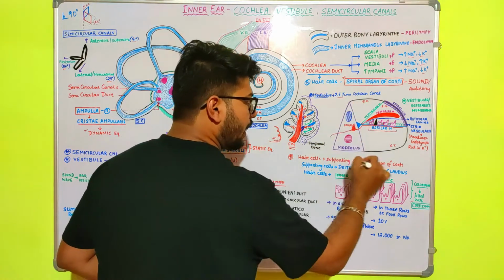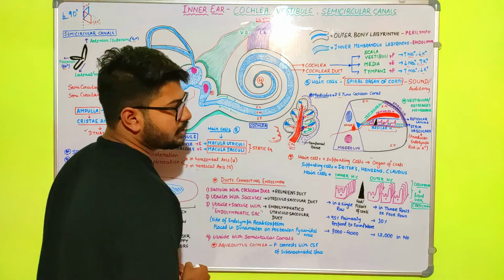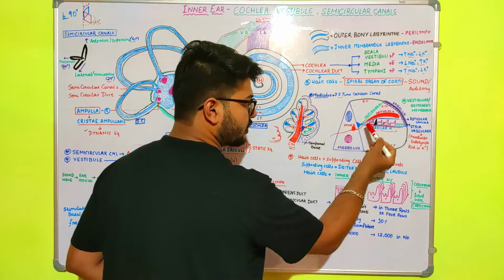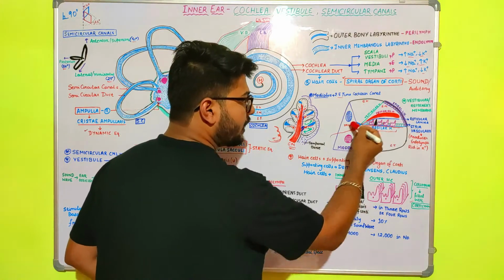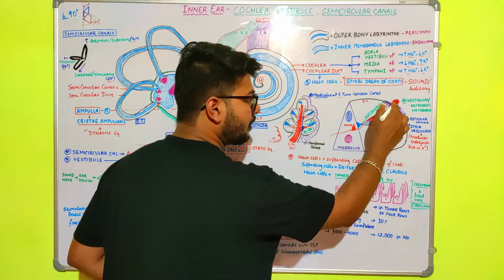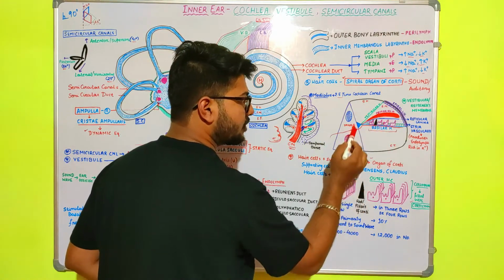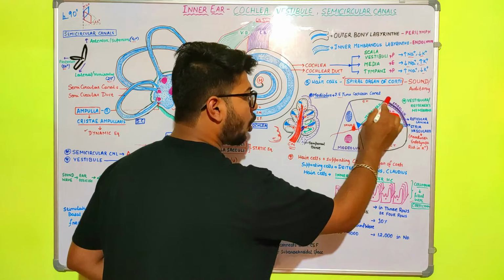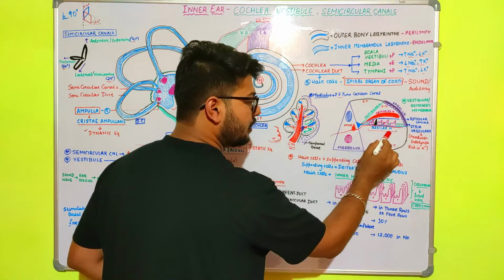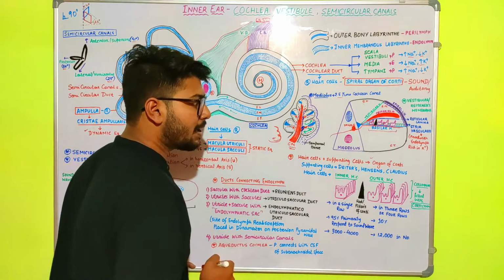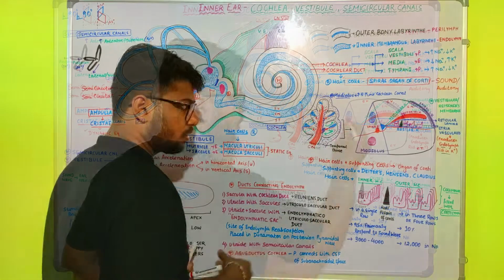In the structure here you can see the scala vestibuli, the scala media, and the scala tympani. The cochlear duct is surrounded by three walls. What are they? The vestibular membrane, the spiral ligament along with the stria vascularis cells, and the inferior wall is made up of the basilar membrane.